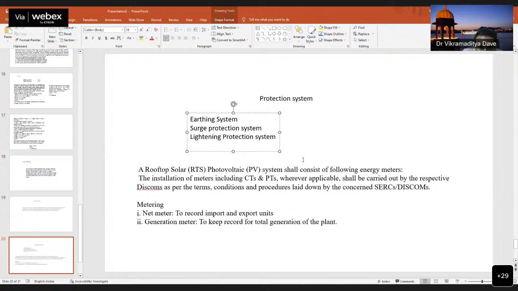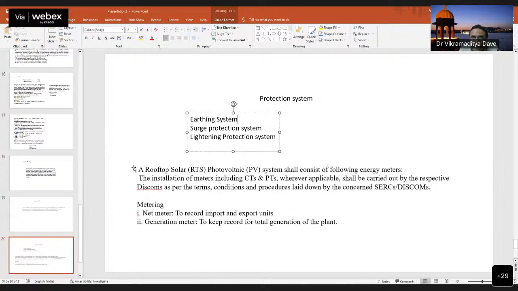So it is always recommended that you put it on the diagonal ends of the solar PV system on the rooftop, so that your whole protection system can be saved in case some lightning surge arises. And moreover, a metering system is to be provided, and this is compulsory from discoms.